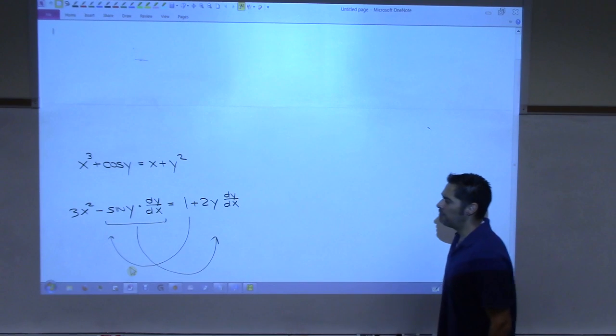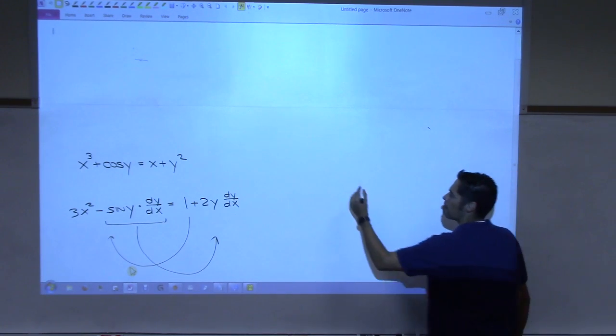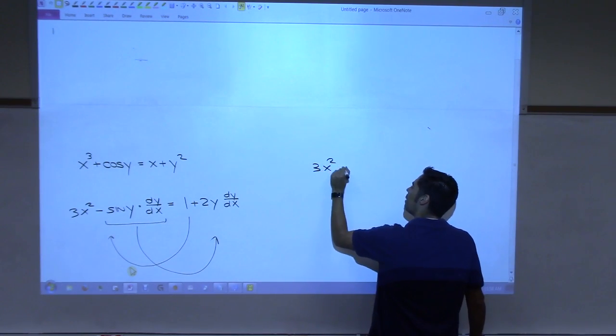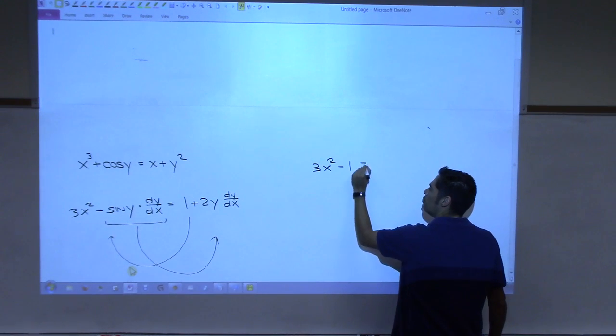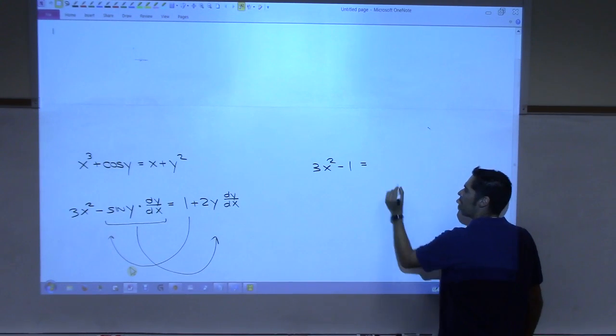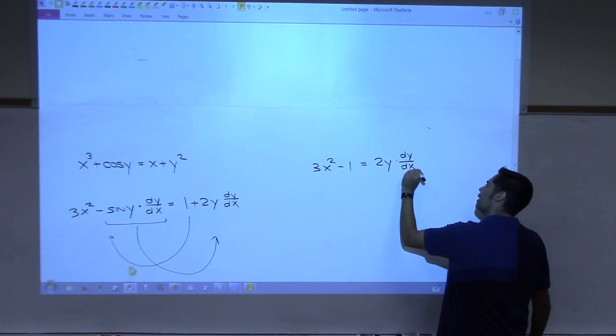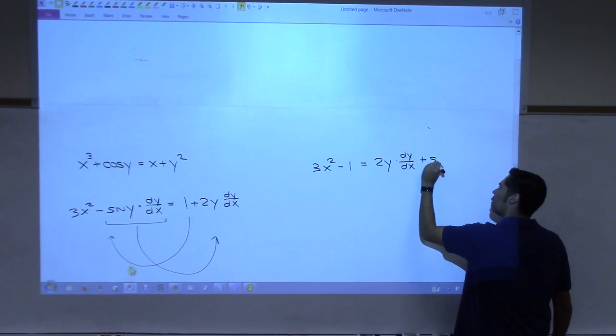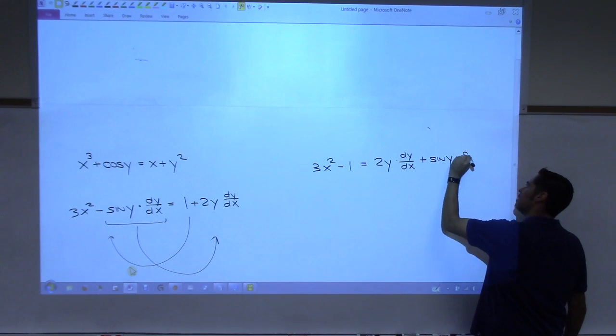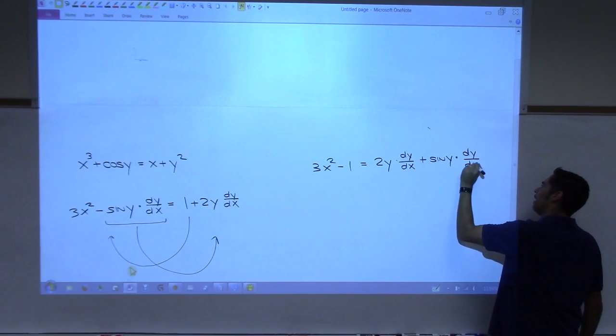So what is my new left side going to be? 3x squared minus 1. And then the new right side will be 2y dy dx plus sine y times dy dx.